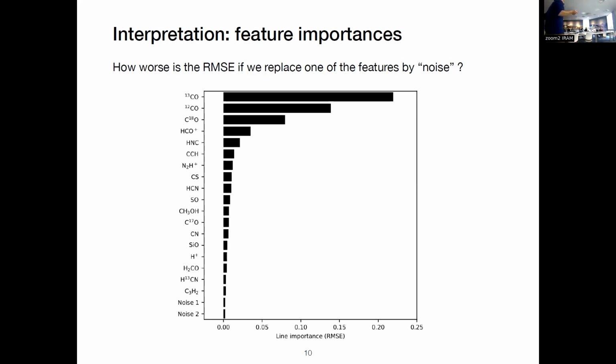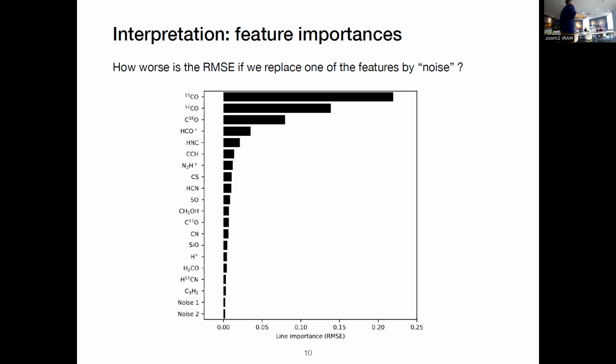And to do that, for example, you can train with one of the features replaced by just noise. So you don't add information, you remove part of the information, and you check how much worse the result is. And you can order them by feature importance. For example, if you replace the 13CO map by pure noise, you lose a lot of predictive power, because 13CO is important to get the full column density. So this is the order of the different molecules. The usual suspects are at the top: 13CO, 12CO, C18O, but HCO+, HNC, and CCH are still important.